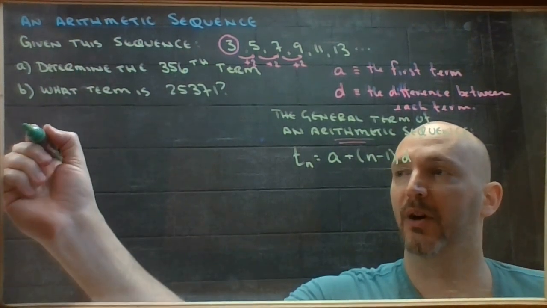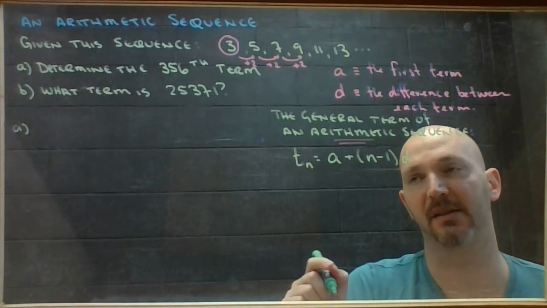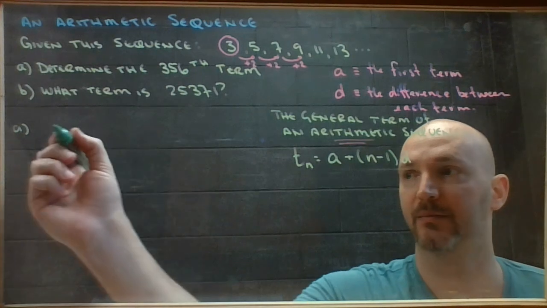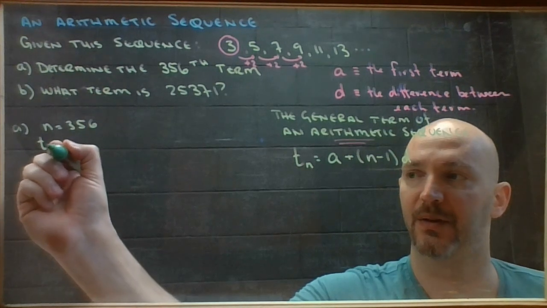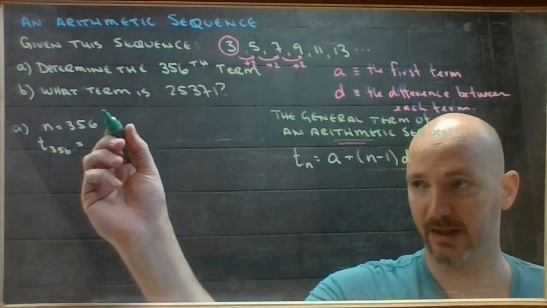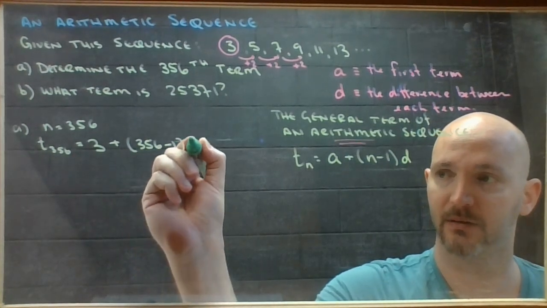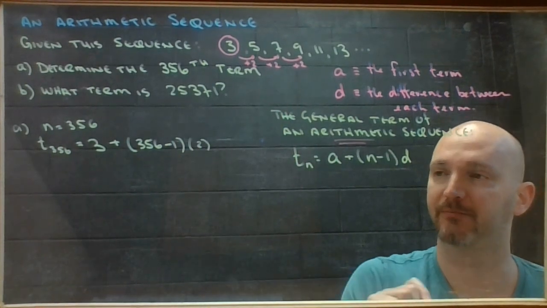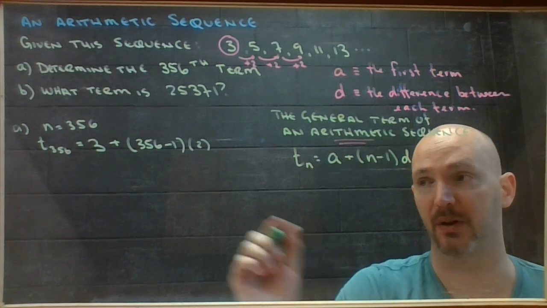So for part A, I want the 356th term. Well, 356 will be the n value. So n equals 356. So the 356th term will be my a value, which was 3, plus 356 subtract 1, multiplied by the difference between each term, which was 2 in this example.